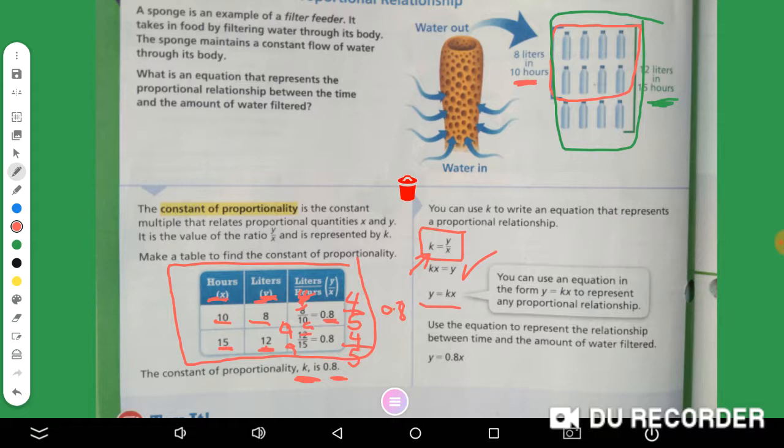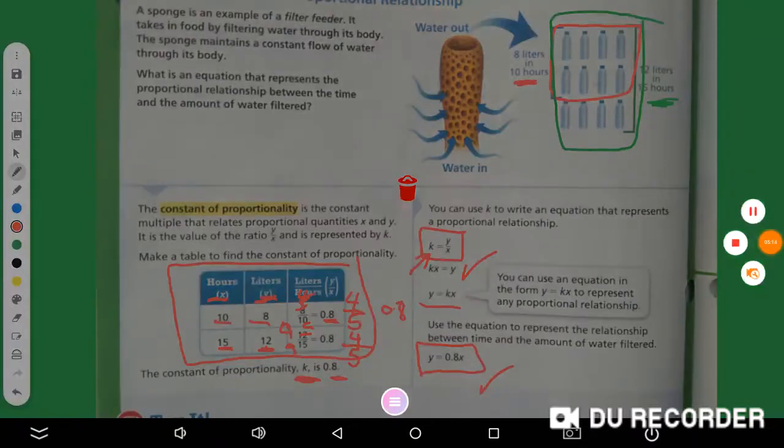So if the relation between y and x is proportional, I can write it as y equals a constant number, denoted by k, multiplied by x. In this case, k equals 0.8, so y equals 0.8x. First of all, I have to check if the numbers are proportional or not. If it's proportional, I must find the constant number k and write the relation y equals kx. Okay, let's take another example.